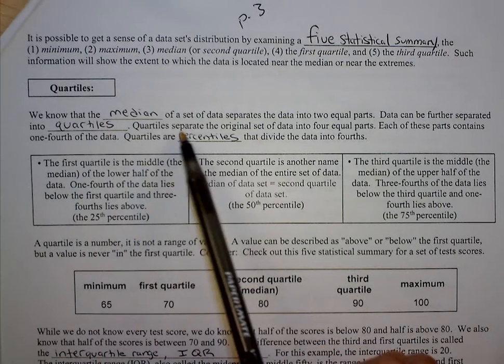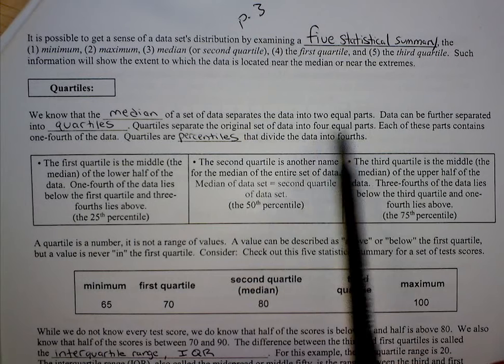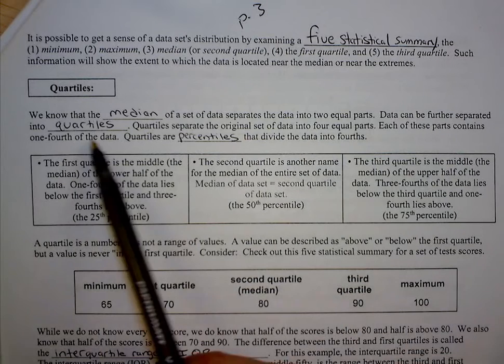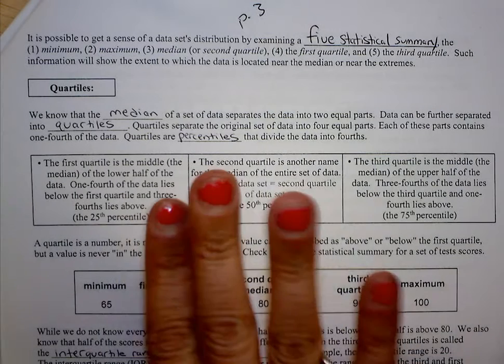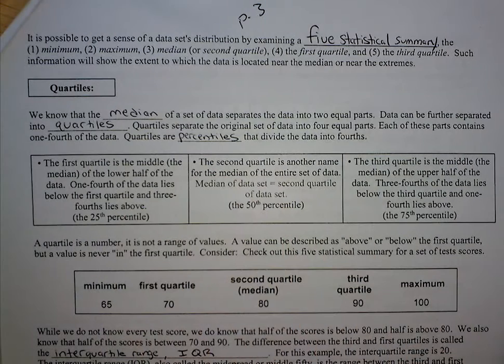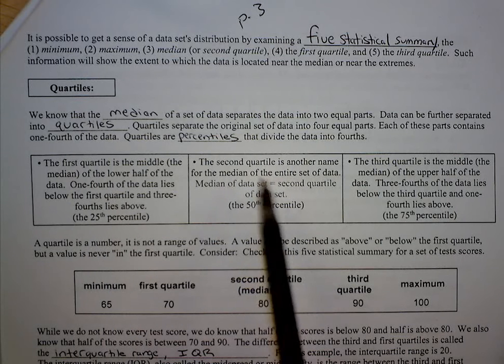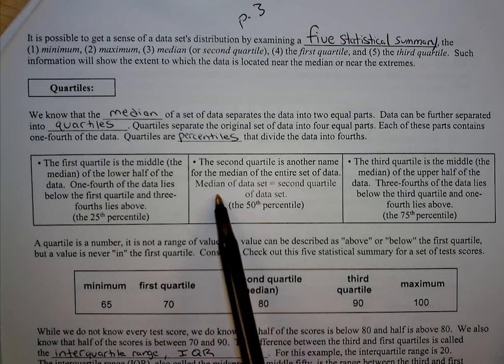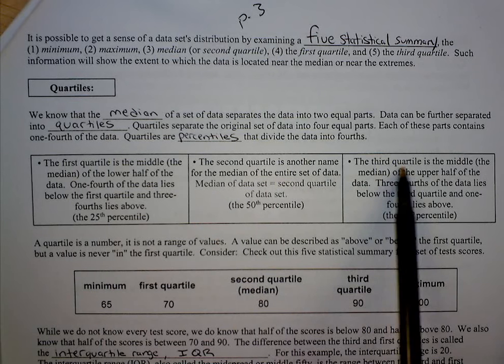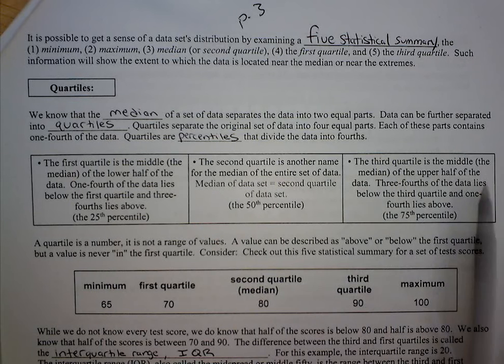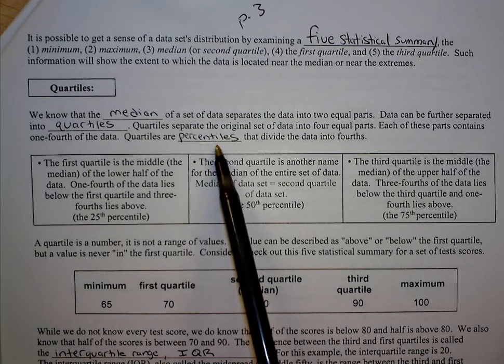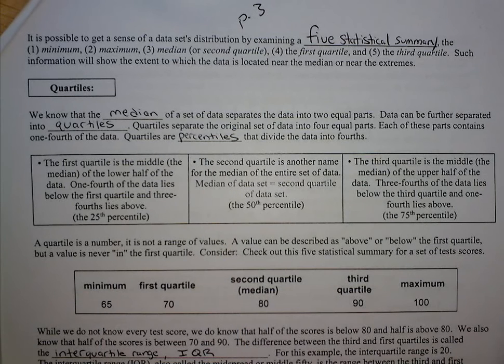Quartiles separate the original data set into 4 equal parts. That makes sense, quartiles, so we put it up into 4 different quarters. The first quarter is called the first quartile, and then we'll have the second quartile. The second quartile is the median, and then the third quartile is the upper middle. Quartiles are percentiles that divide the data into fourths.